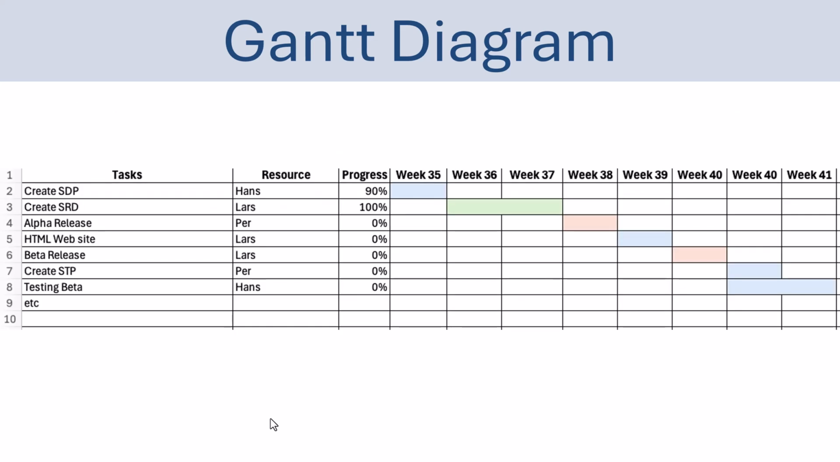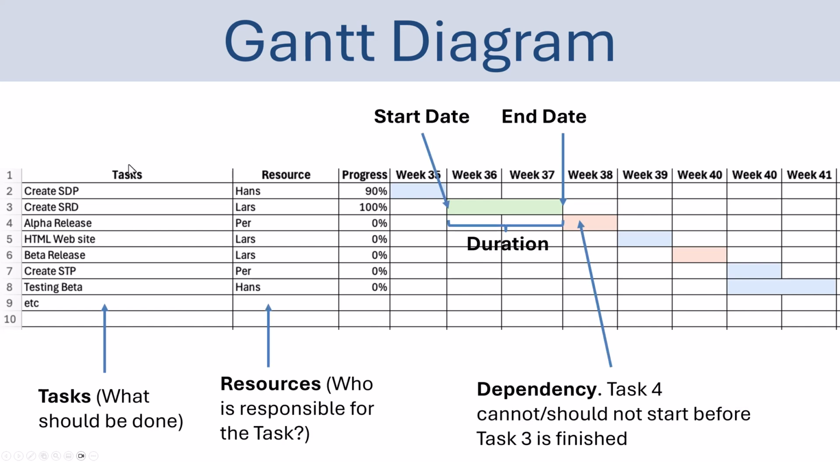So here you see a basic example of a given Gantt diagram, where in this column we have the name of the task, actually the work that is going to be done. Here we have a column with resources, the name of who is responsible for this given task. So here, create STP, Hans is the responsible person for that task. Create SRD, Lars is responsible for that task, etc.